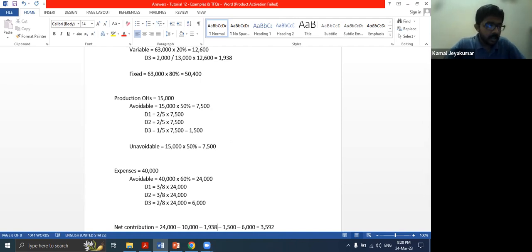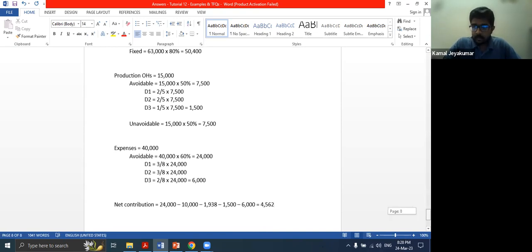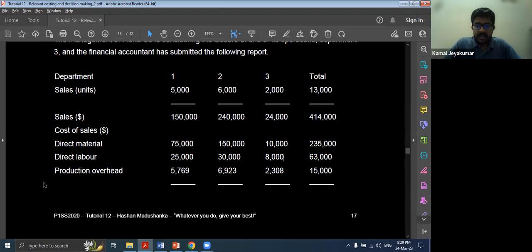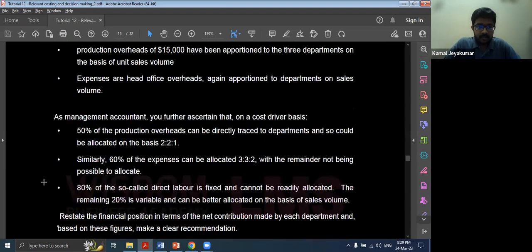So now if you make the calculation, let's see how much we get there. We are getting 4,562. That means this department is making a positive net contribution. That means your sales minus relevant cost, minus variable cost, minus avoidable fixed cost is positive, in which case you will not need to close this department. If you close this department, you are losing that positive net contribution.